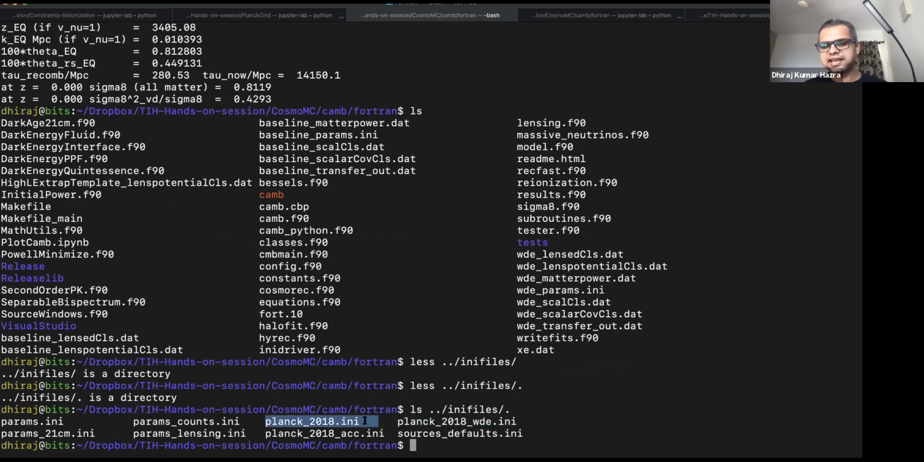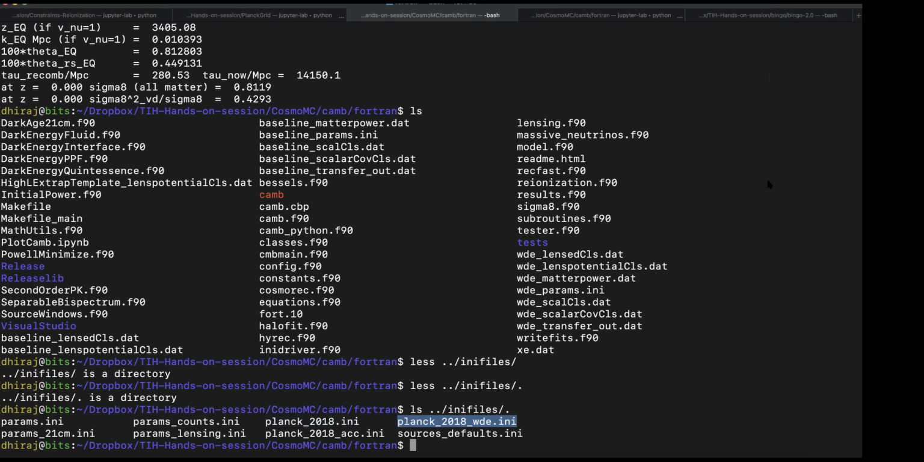I haven't changed anything else apart from the fact that I have changed this output route from Planck 2018 to baseline. And I have copied the same file, Planck_2018_WD.ini, from here to here, opened this file, and made the change where it is written output route equal to baseline, because I had already changed it to baseline. Now it will be WDE. Now instead of W equal to -1, I put -2. Okay. Yes, and now it is running. Thank you, sir.